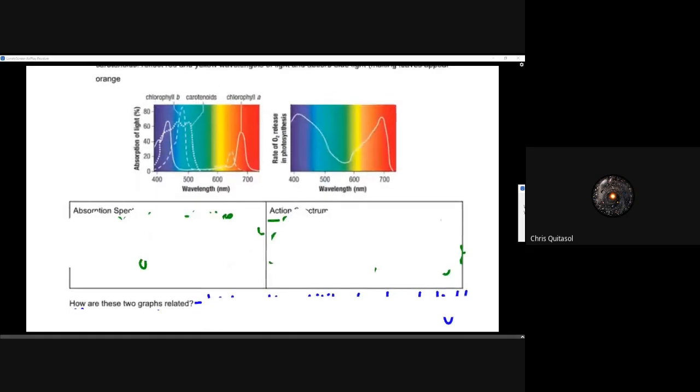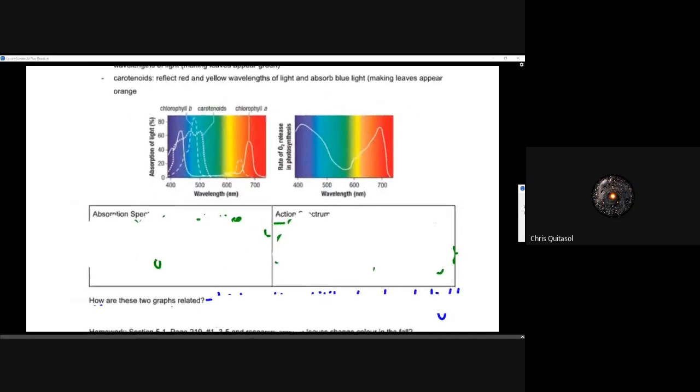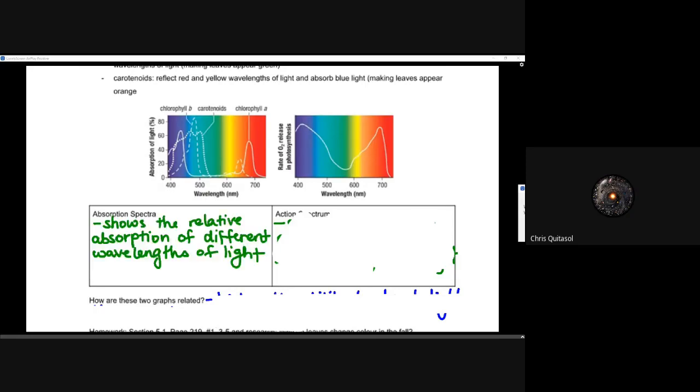So we're going to look at two types of spectrum, and hopefully we can utilize this information to better understand our assignment. So when we look at the absorption spectra, it shows the relative absorption of different wavelengths of light. So it shows the absorption, right? Again, that absorption of different wavelengths of light.